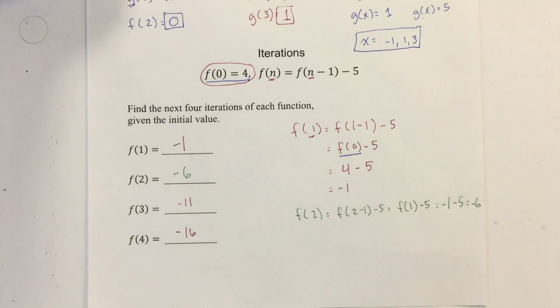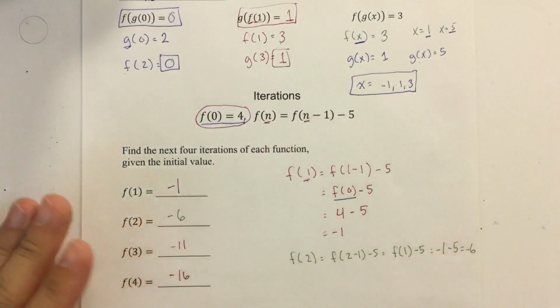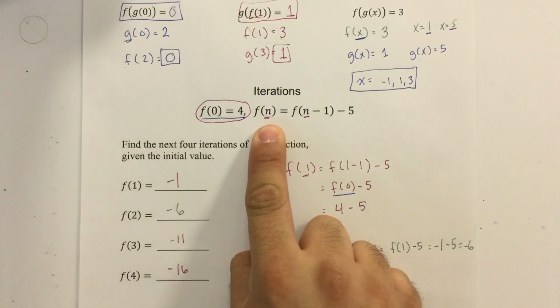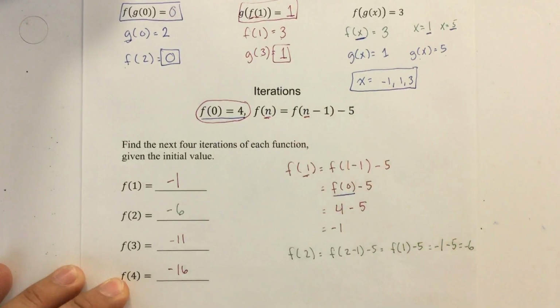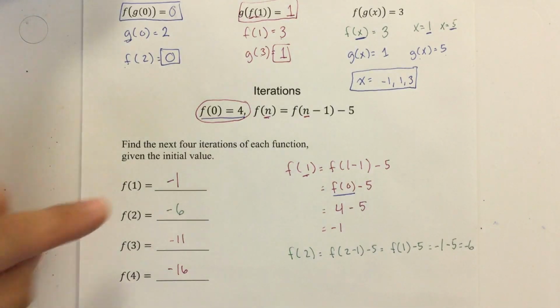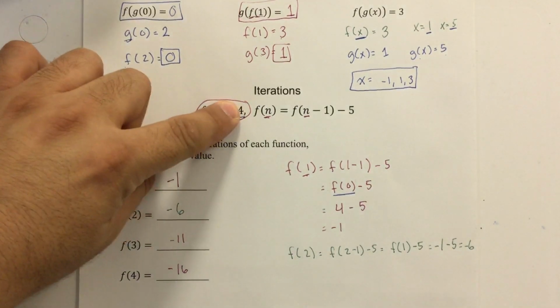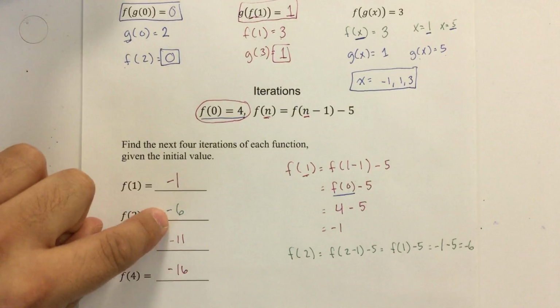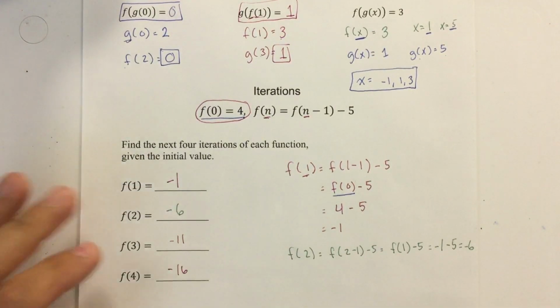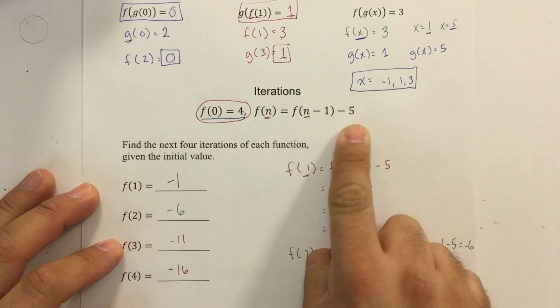So let me show you the understanding. This is why iterations are cool. N is currently it, right? N is the current one. When you see f of n minus 1, that means the previous term. So f of n minus 1 means the previous term. So the previous term to -1 was 4. Do y'all agree? The previous term to -6 is -1, the previous term here, and so on. So what this tells me is take the previous term minus 5.